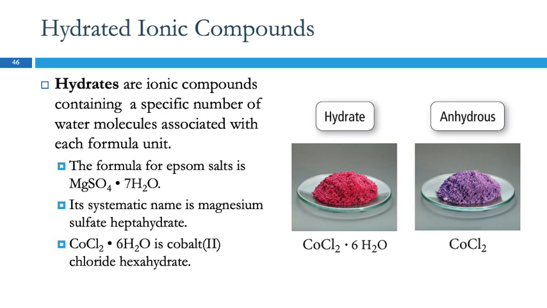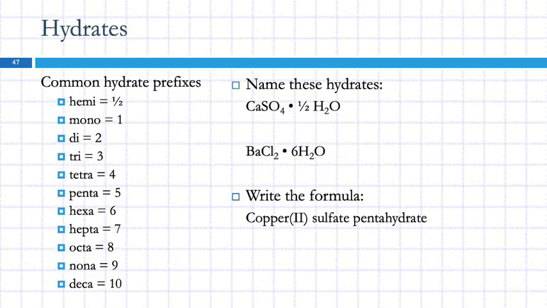So if we write the name of this, we're going to name the ionic compound in the beginning, so magnesium sulfate, and then hepta for 7, hydrate. CoCl2·6H2O, that's cobalt-2 chloride hexahydrate. So we're using these prefixes.